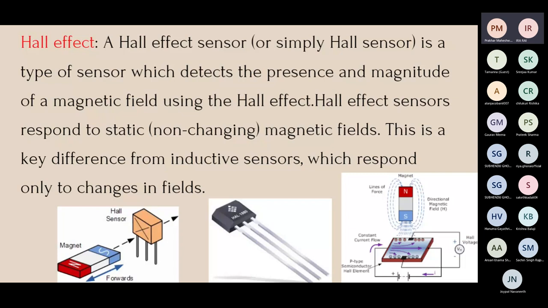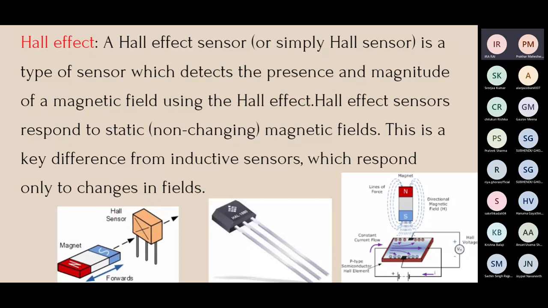So next we have the Hall effect sensor. It is a type of sensor which detects the presence and magnitude of a magnetic field using the Hall effect. I hope you all remember what the Hall effect was. When a thin rectangular plate is connected with a voltage and a magnet with a static magnetic field is brought closer to it, then there is an induced electric field. So this was the Hall effect.